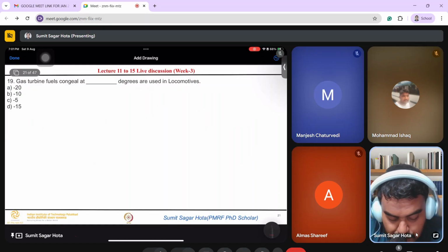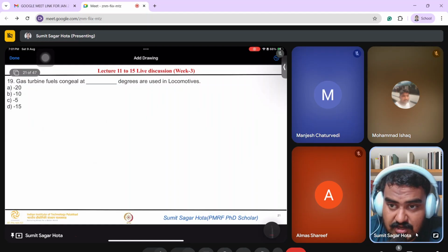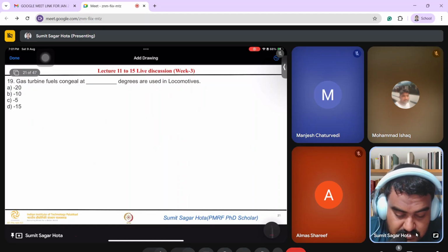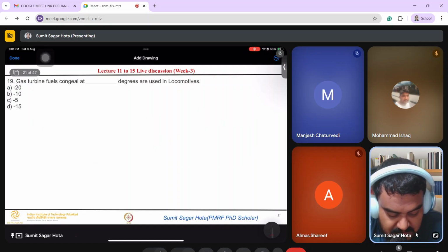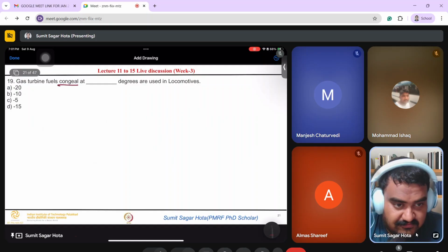Okay, so gas turbine fuels congeal at dash degree are used in locomotives. Okay, locomotives means in your vehicles. What temperature? Okay, congeal is a term which means at what temperature the fuel will freeze.